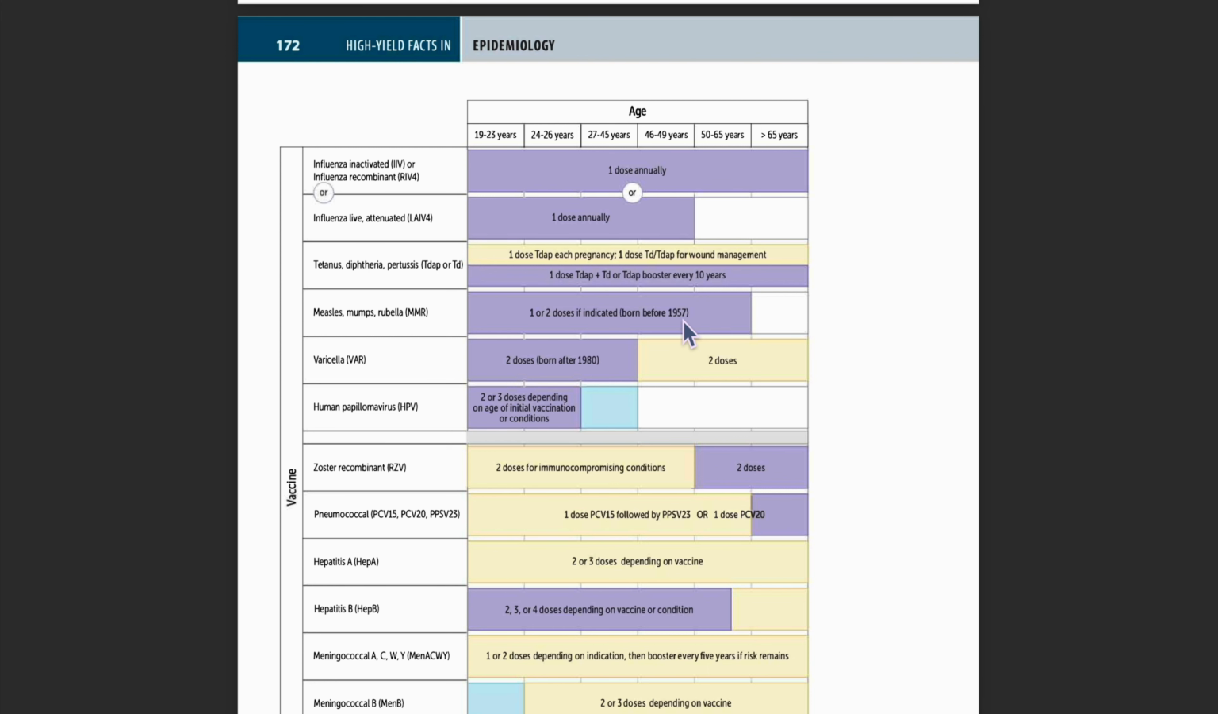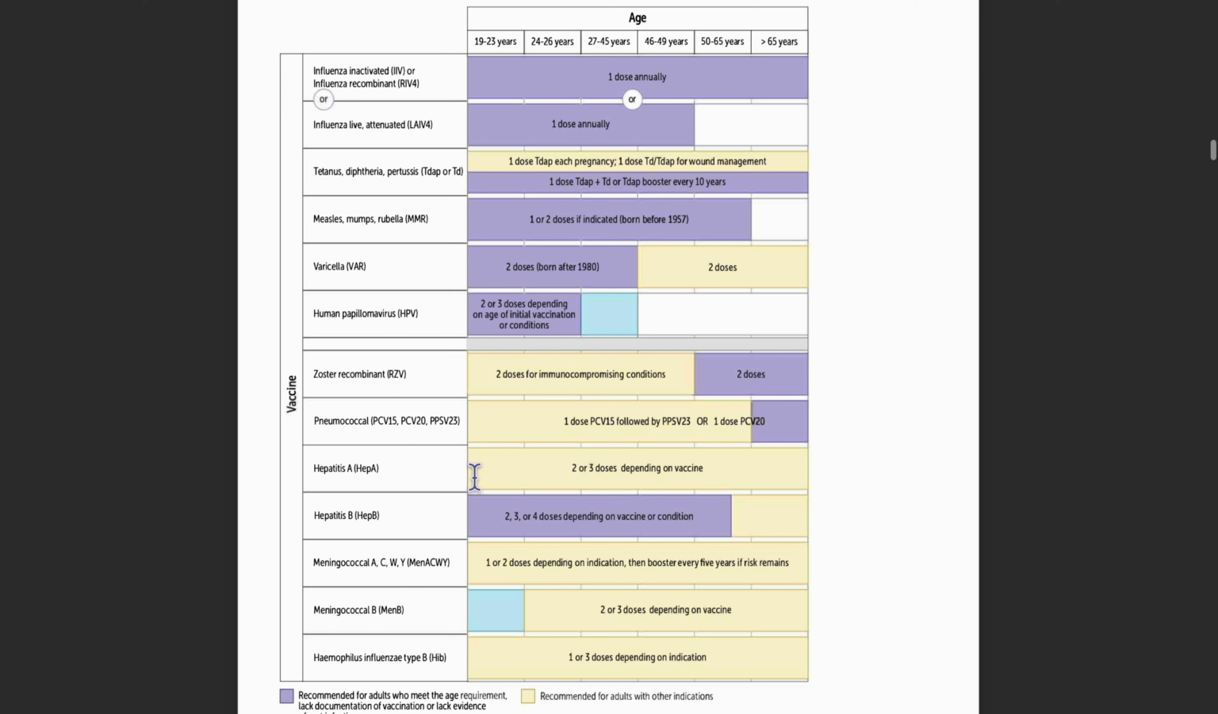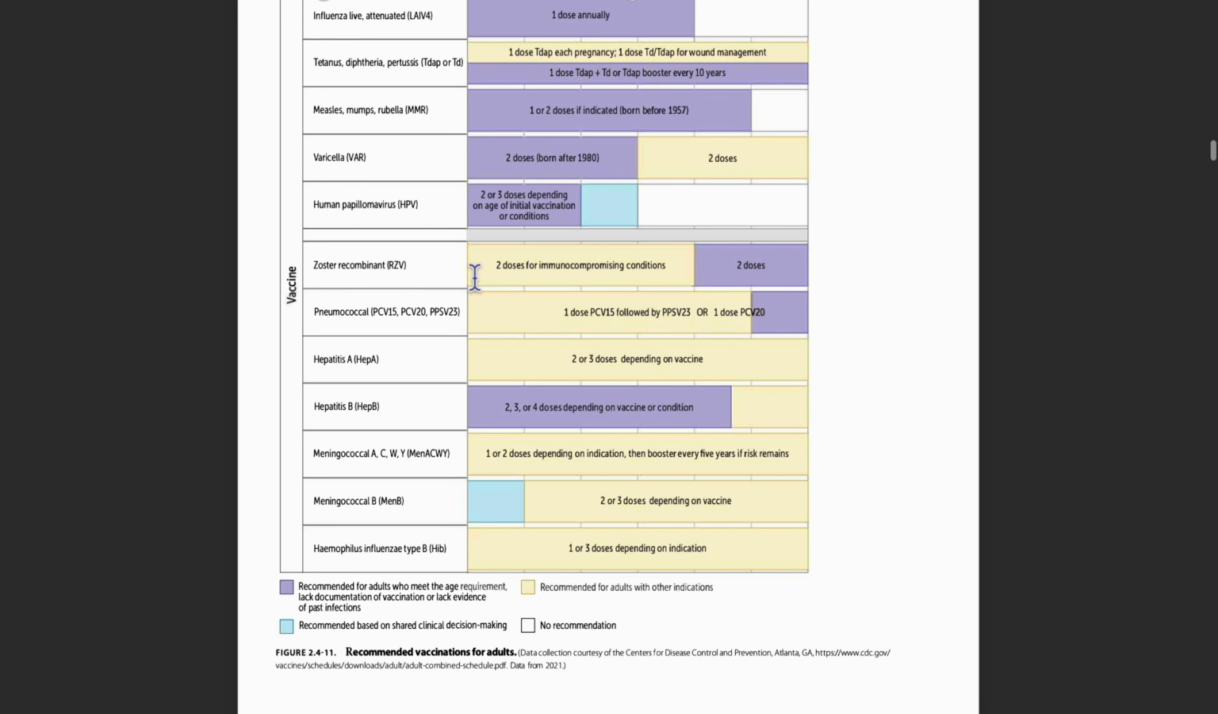Varicella is 2 doses born after 1980 and 2 doses of 46 to 65. Okay. Human papillomavirus, 2 or 3 doses depending on age or initial vaccination or condition. Zoster recombinant, 2 doses for immunocompromising condition, 2 doses here. Pneumococcal is here, and this is here.